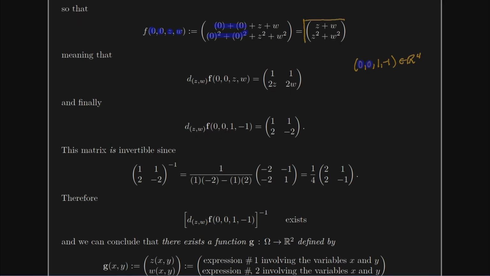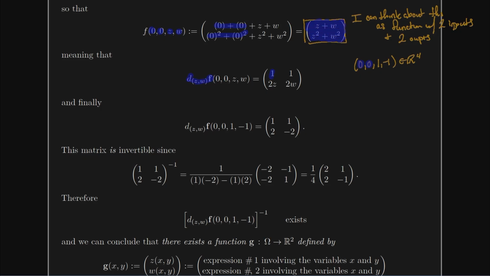That makes my life easy because now I can think about this as a function with 2 inputs and 2 outputs. And that's good because that'll give me a square matrix when I take its derivative, meaning we'll have a chance to get an invertible matrix. So at this point, I'm just going to compute the derivative of that function, right? This function of z and w.